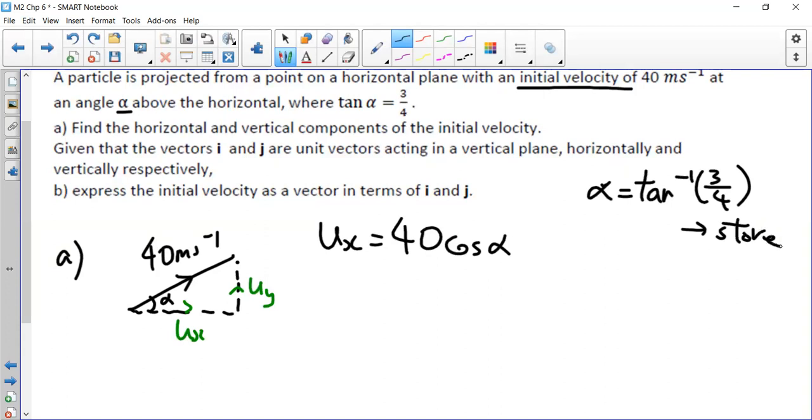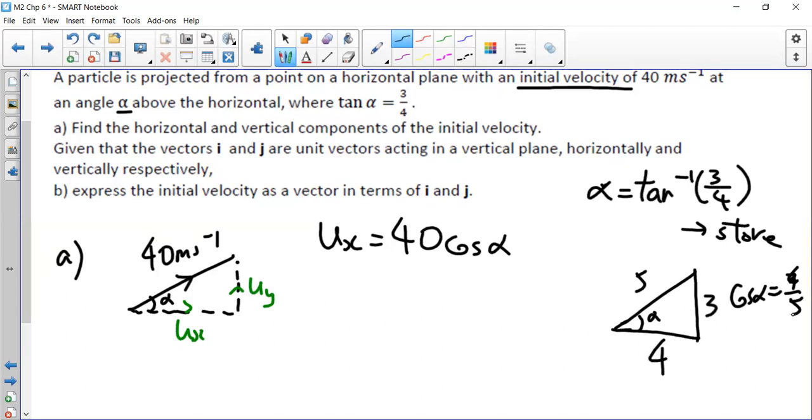Another way, which students like to do, is what we call the 3-4-5 triangle. If you haven't seen this before, you don't have to learn it. But if you do, I just have to explain once where most students make a very, very common mistake. I know tan alpha is 3/4, that means that's a 3, a 4, and that's my 5. Therefore, my cos alpha is 4/5.